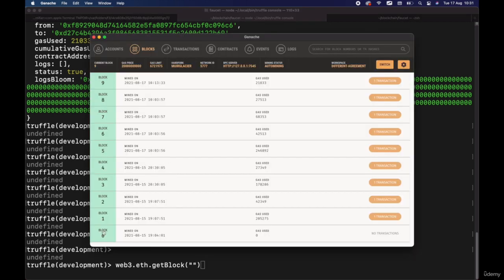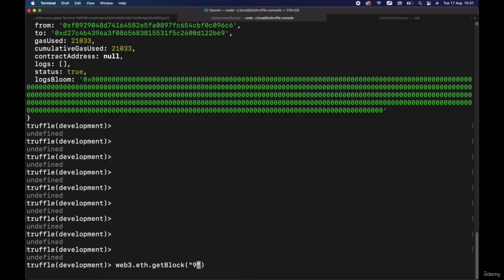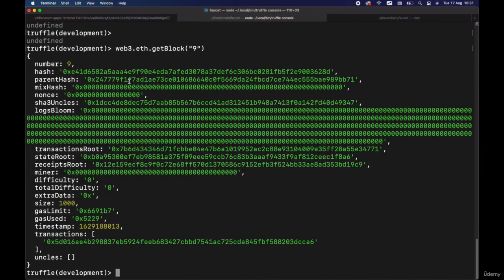We can specify from 0 to 9. I will get my last block, 9, and I will get information about the block. You can see here hash, parent hash, mix hash, nonce, SHA-3 uncles, logs bloom, transactions root, state root, and so on. All this information about the block when it was added into the blockchain.